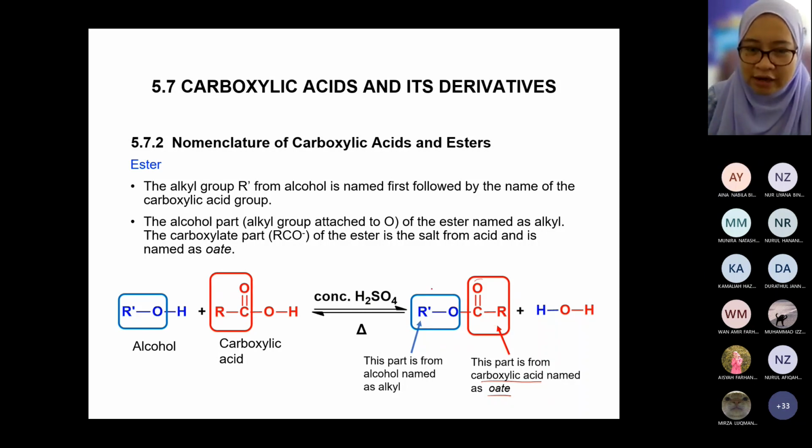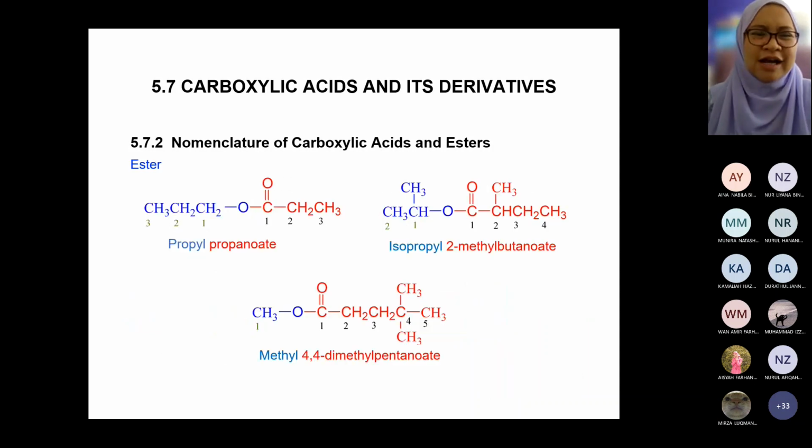This one is the alcohol part. So ini nak namakan this one. Okay, kita akan nama exactly macam alcohol punya style. Cuma kita combinekan dia and then ends with OATE. Itu saja. Okay, tak payah sembang kencang, tengok contoh.